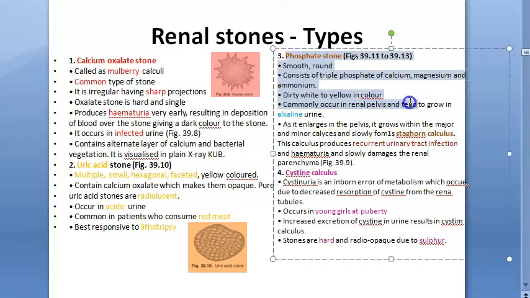Then phosphate stones, guys, focus, what are you looking at? We are looking at the recap of all the previous videos on this topic.